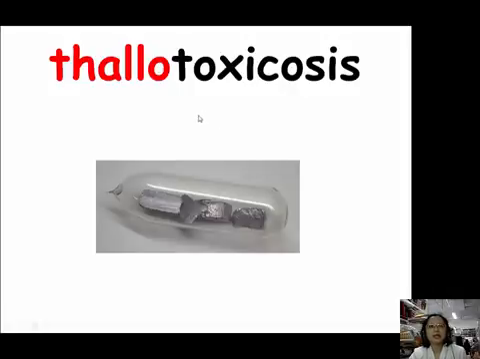And actually, because thallium, when it dissolves in water, doesn't have a taste, it was once an effective murder weapon before its effect became understood, and an antidote. The antidote for thallotoxicosis is Prussian blue.